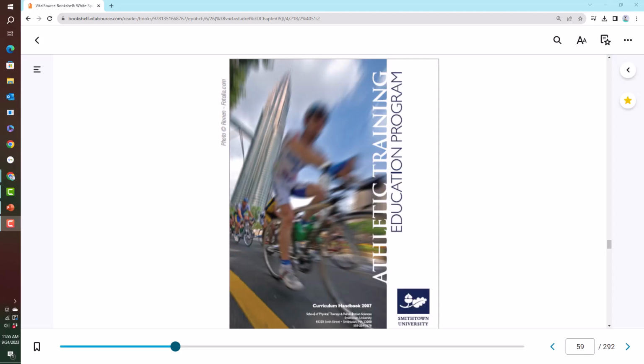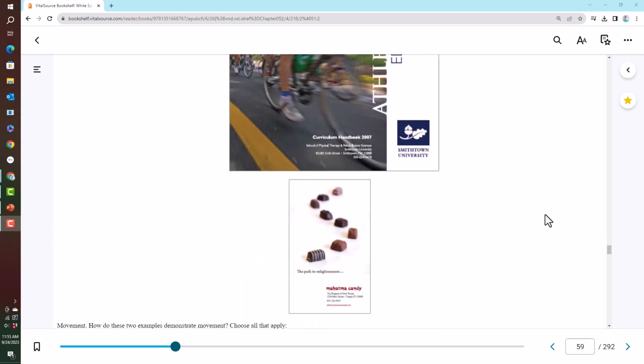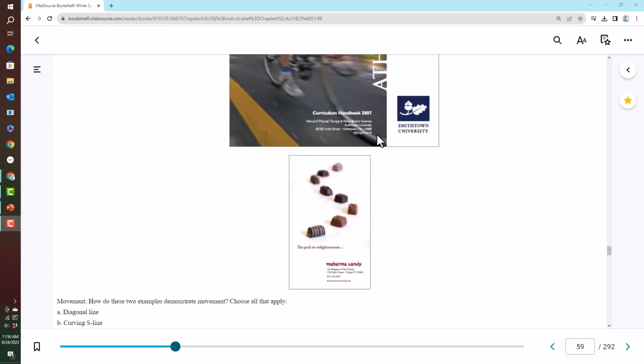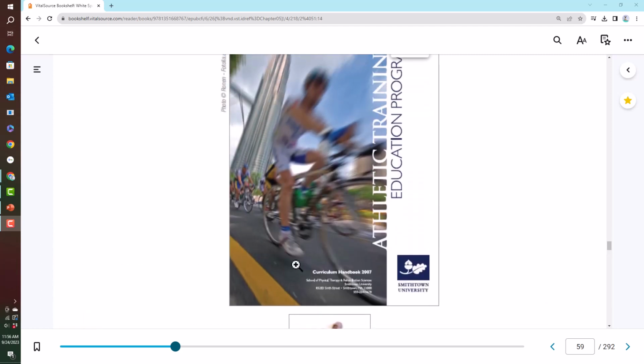The next thing that I wanted to look at was the question over these two images that I asked you: how do these two examples demonstrate movement? And in your book, right there, there's the list that you choose from for how these images show movement. Diagonal lines, look at this. This is a strong diagonal. This is a strong diagonal.